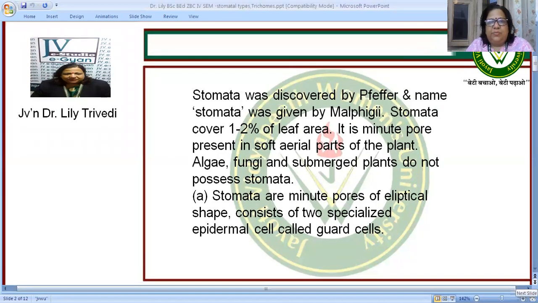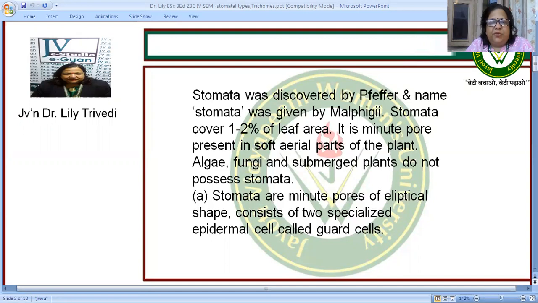Now the word stomata was given by Malpighi and it was discovered by Pfeffer. Now what is stomata? It covers 1 to 2% of leaf area. It is present in the epidermal layer and it is a minute pore which is present in the soft aerial parts of the plant. Now algae, fungi and submerged plants do not possess stomata.